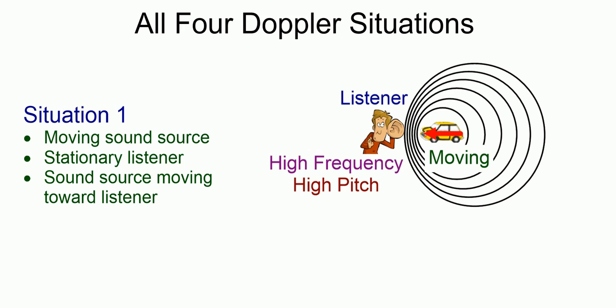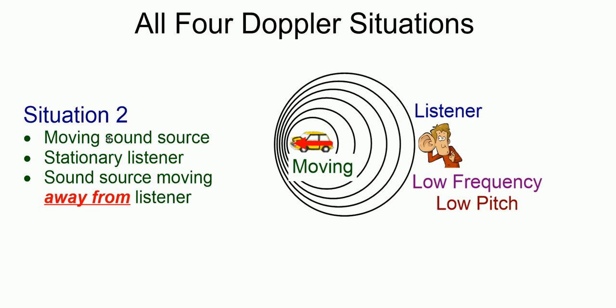That's situation one. Situation two is a moving sound source, again going that way, the car. Stationary listener, but now the stationary listener is over here, so the sound source is moving away. The car is going that way, away from that listener. So these sound waves here get stretched out, don't they? They're lower frequency and lower pitch.